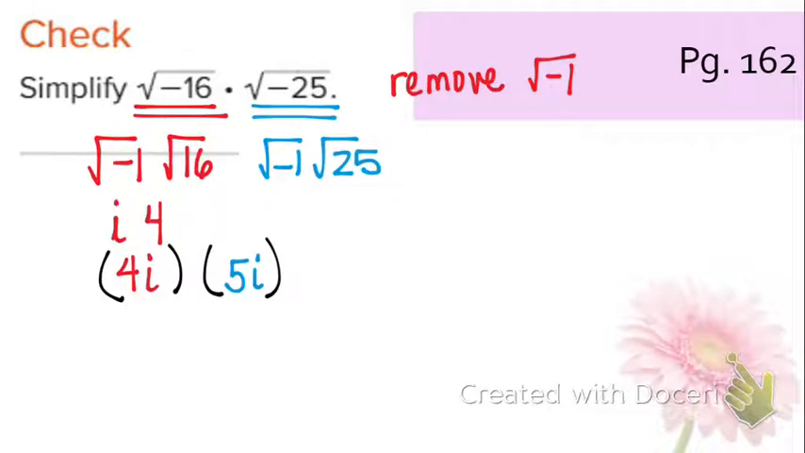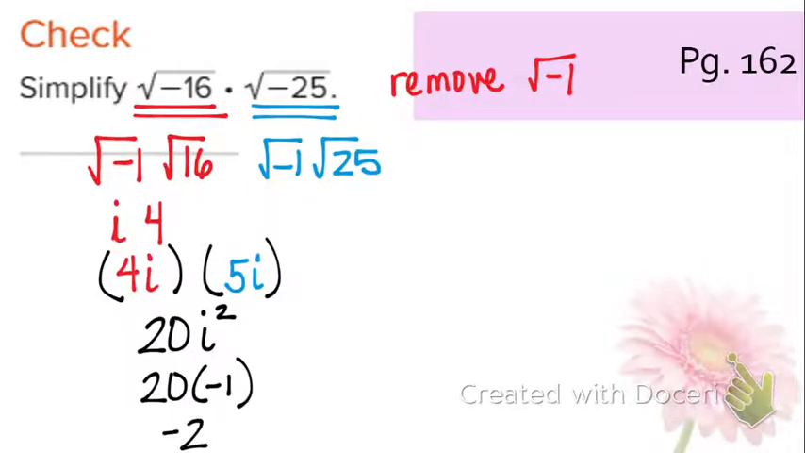So now you're ready to multiply those two together. So take 4i times 5i, and that's going to give you 20i squared. Which is another rule. i squared is what? Negative 1. So we have 20 times negative 1, and my final answer would be negative 20. That is a test question.